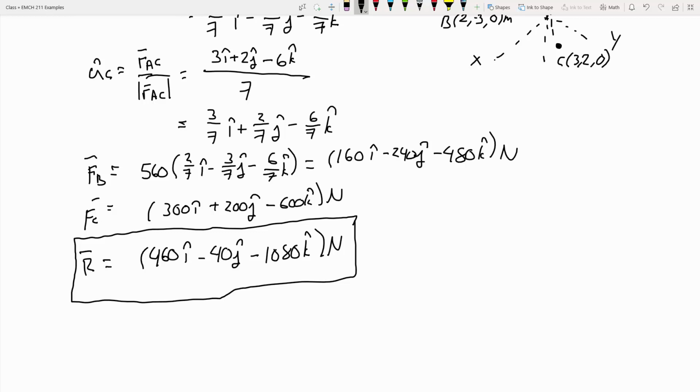So again, adding those two vectors together by first putting them into their component form, then we can easily add their like components, the i's, the j's, and the k's. In this case, there were 2 vectors we had to add together, and then we could get our resultant vector of 460i minus 40j minus 1080k newtons.